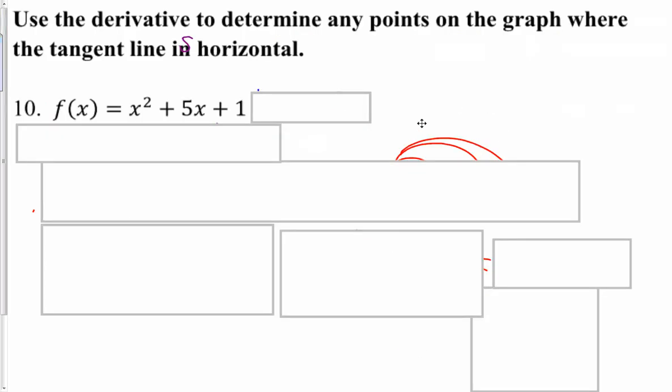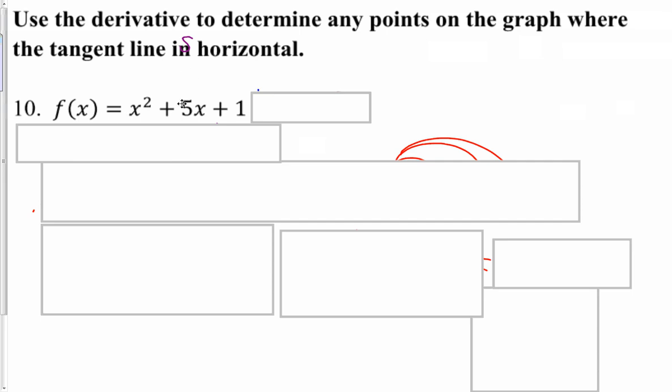Next, use a derivative to determine any points on the graph where the tangent line is horizontal. Now again, what this means is if the tangent line is horizontal, typically that happens at either a maximum or a minimum, which would be considered typically a relative min or max, and in some classes they call them turning points or extrema, right? Because minimums and maximums are considered extrema.